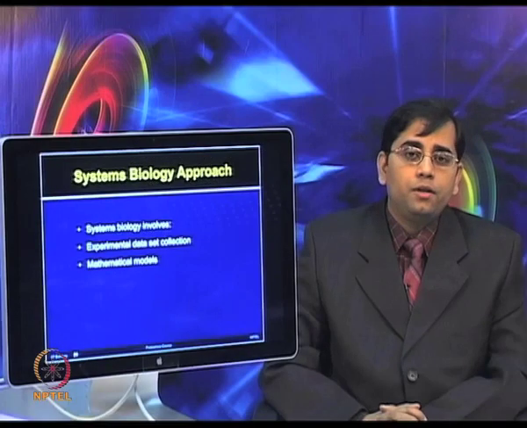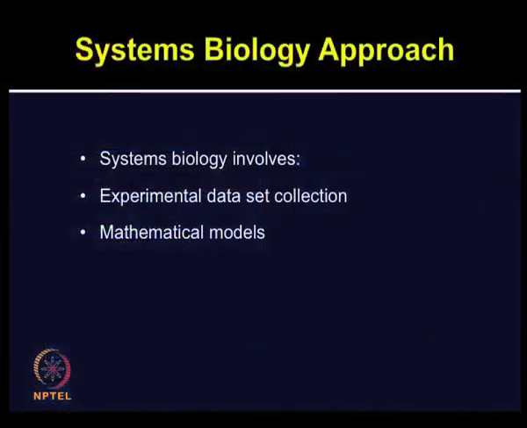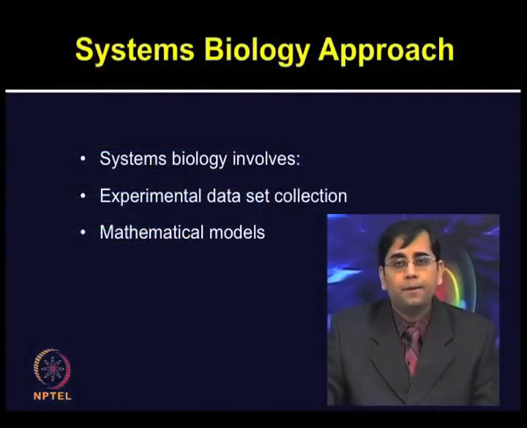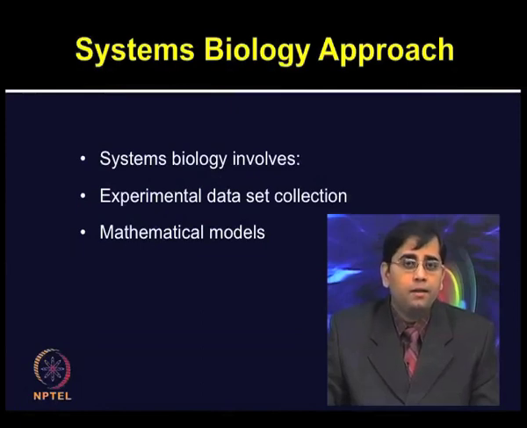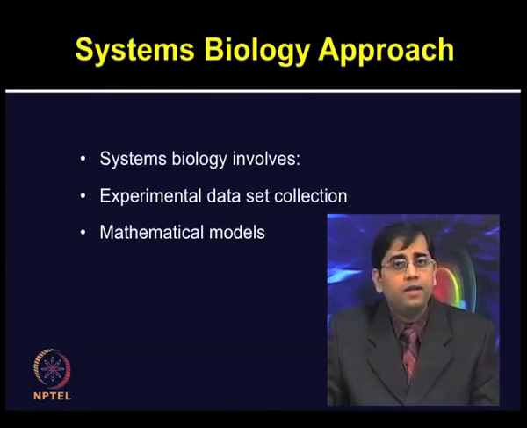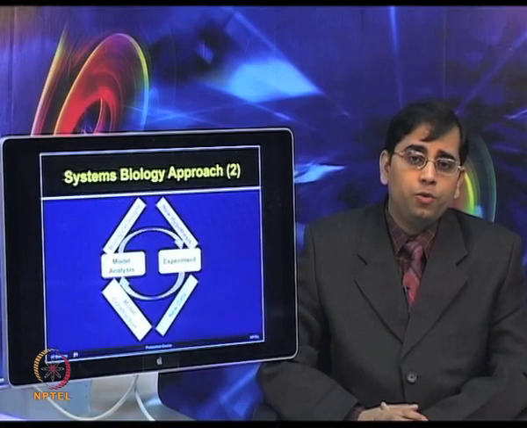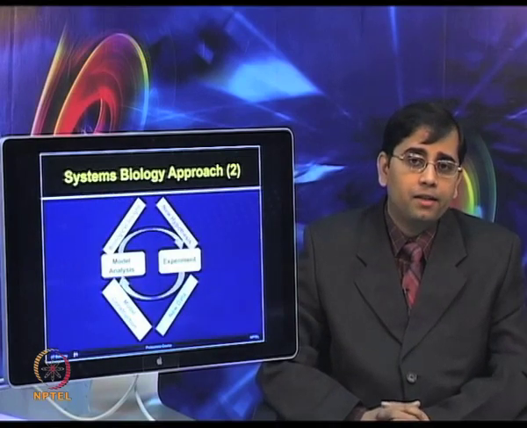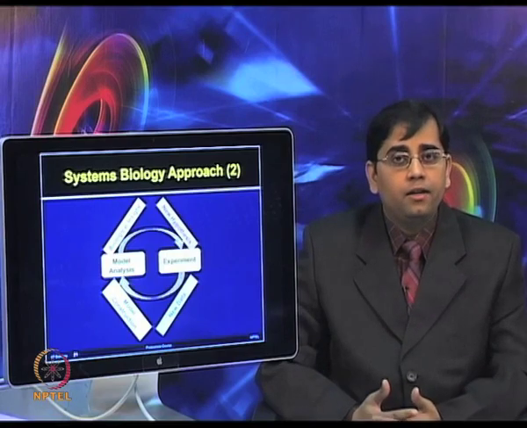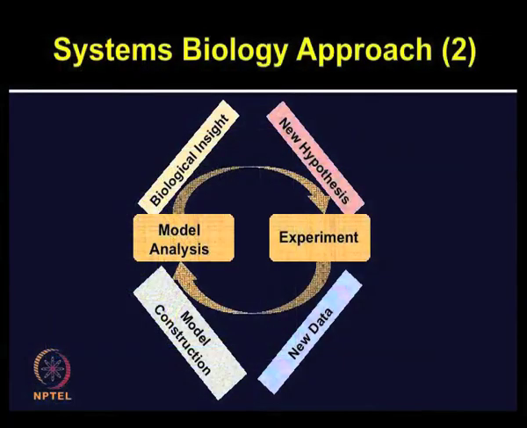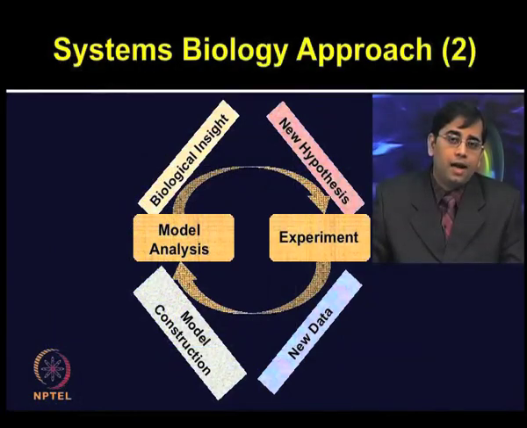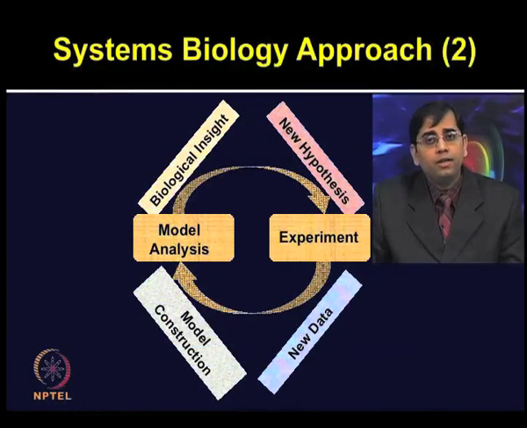The systems biology approach involves first of all collection of large experimental data sets and then mathematical models to provide insight into some significant aspects of the data sets. A simple systems biology approach would involve experiments by adding new data sets which will be used for model construction and model analysis, and the biological insight derived from these models can be used to propose new hypotheses.